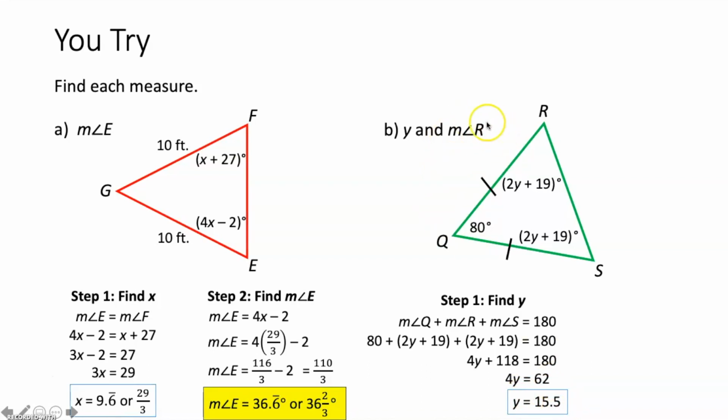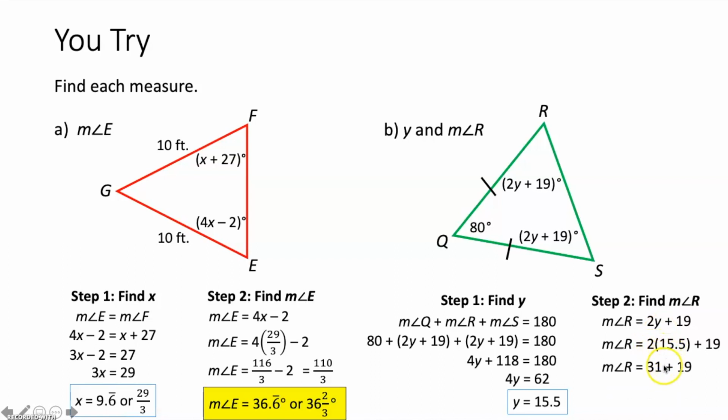Next, I need to find the measure of angle R. So we know the measure of angle R is 2y plus 19. So I take what I just found y equal to, I plug it in over here for y, and I simplify. What's 2 times 15.5? That's going to give you 31. We then add that to 19, and we get the measure of angle R is 50 degrees.